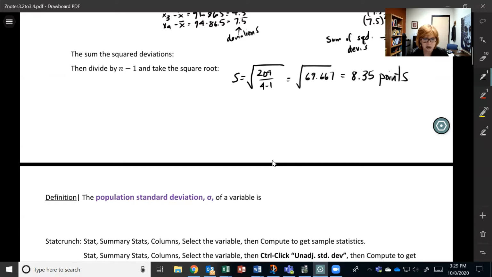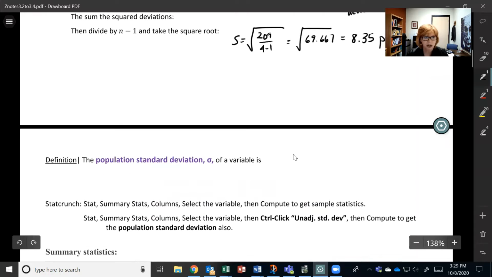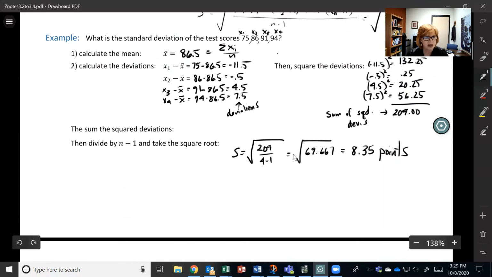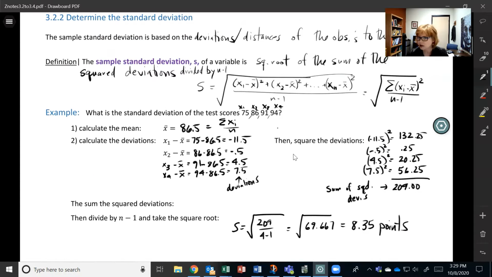What's the population standard deviation? All right, so this population standard deviation is similar to the sample. Remember, the sample is a subset of the population. So we have this little n. So the sample has n observations in it.